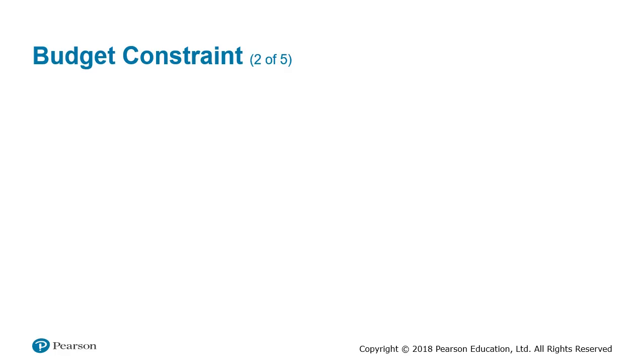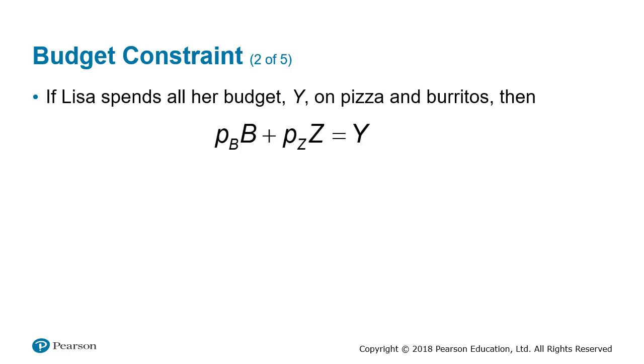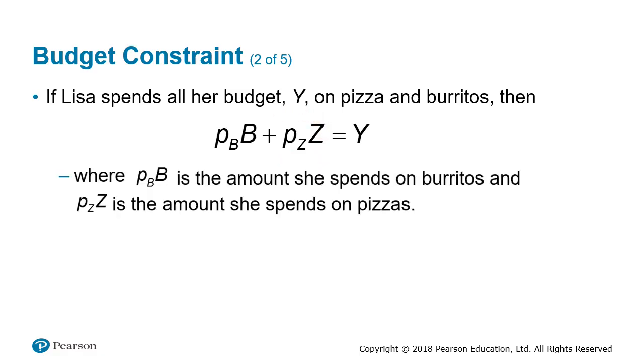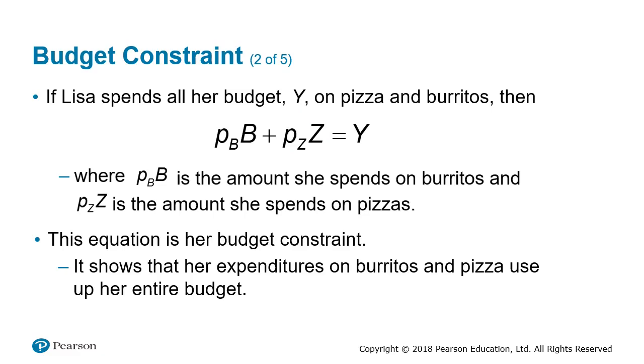So let's continue with our example of Lisa spending her income on pizzas and burritos. We can write her budget constraint in this form. This simply tells us that Y, her income or her budget, is used up by what she spends on burritos, which is the price of burritos times the quantity of burritos, plus what she spends on pizza, the price of pizza times the quantity of pizza. That's her budget constraint, and it shows us that her expenditures on those two goods use up her whole budget.